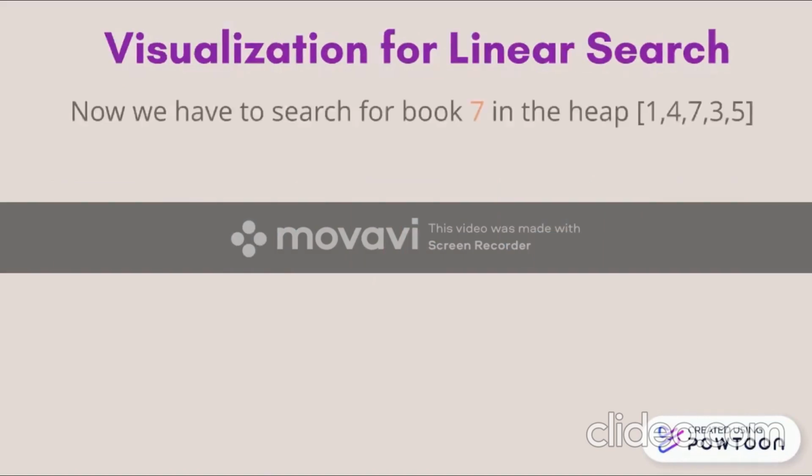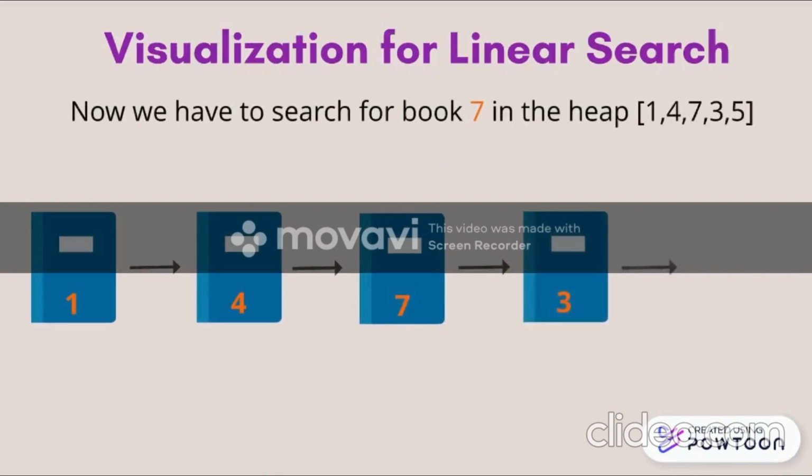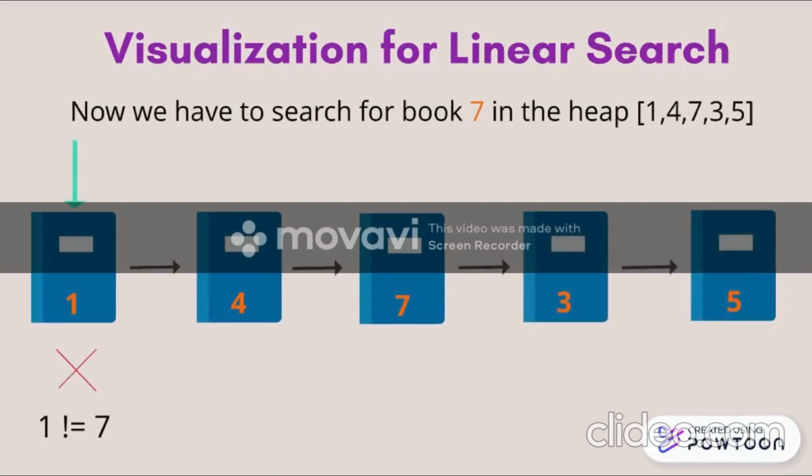And if we have to find one book, for example, book numbered 7 in the heap containing the books 1, 4, 7, 3 and 5, we start from the first position, that is the book containing number 1, and we see that 1 is not equal to 7. Then we move on to the next position, that is the book containing number 4. We see that 4 is not equal to 7. So now we move on to the next book containing the number 7 and we see that 7 is equal to 7. So we found the desired book containing the desired number.